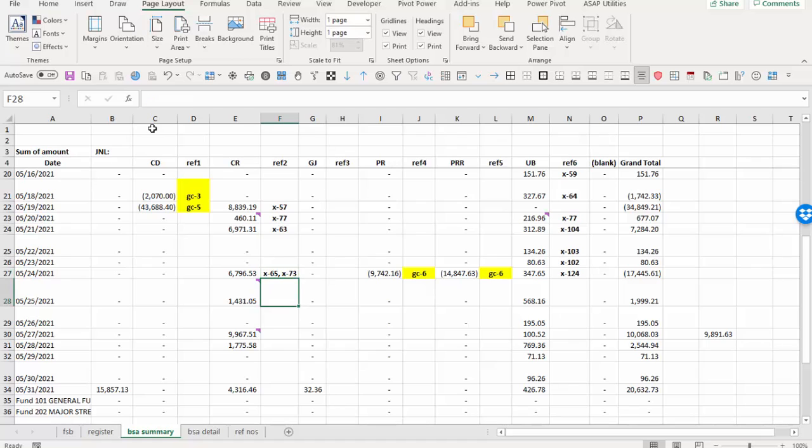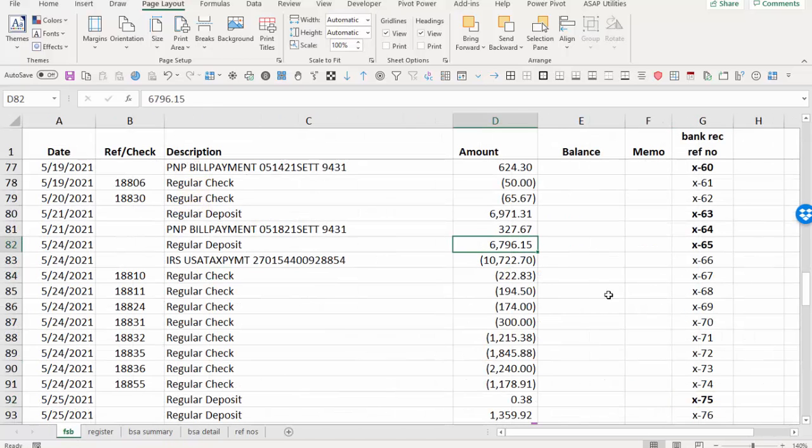So on May 24th, the in-person payments were $6,796.53. This is actually 2 deposits in the bank, $6,796.15 on May 24th and 38 cents on May 25th. So if you add those two together, 6796.53.